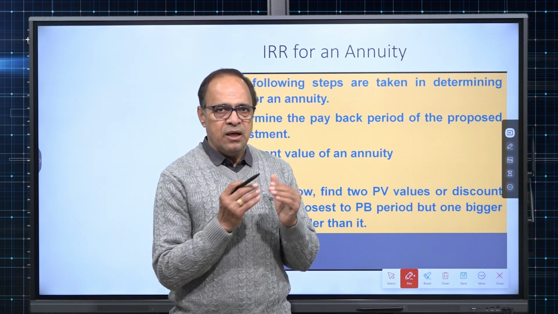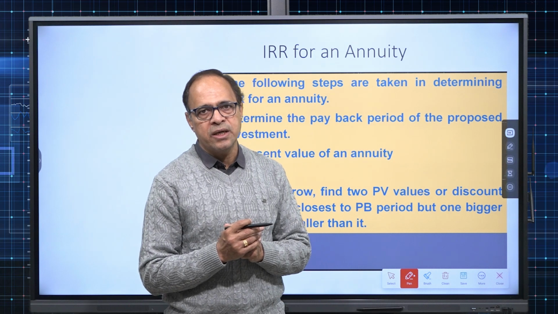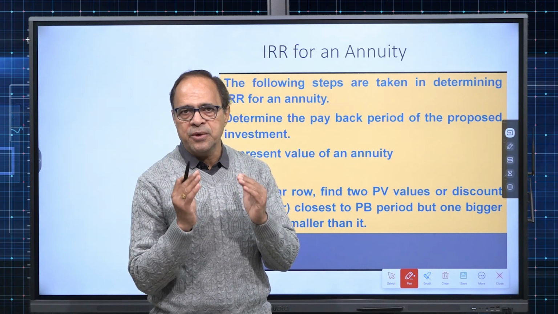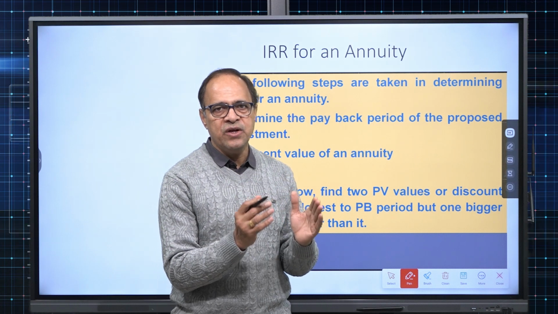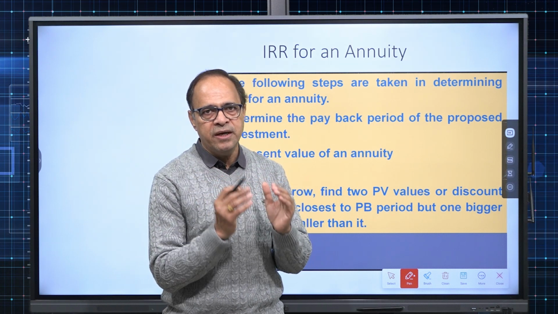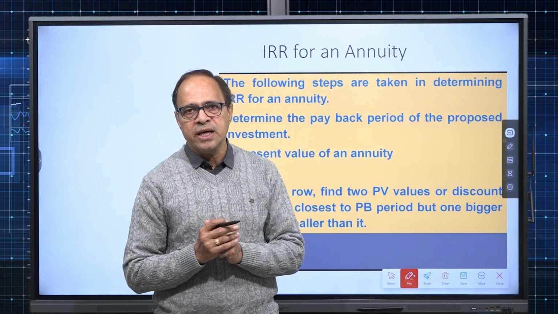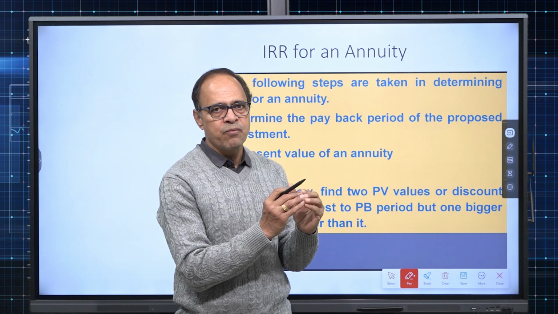So, if cash inflow qualifies the pattern of annuity, how to calculate IRR? Step number 1, estimate cash outflow, and definitely it will be the initial cash outflow. So, my one submission or one hint at this point is that for calculating IRR, always consider initial cash outflow.